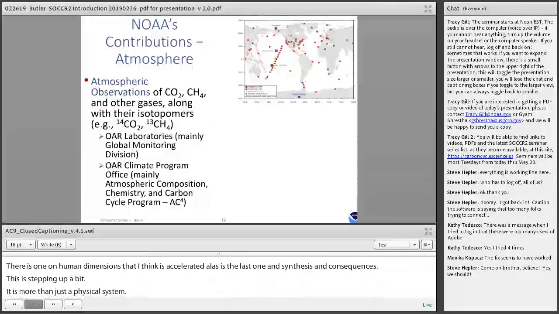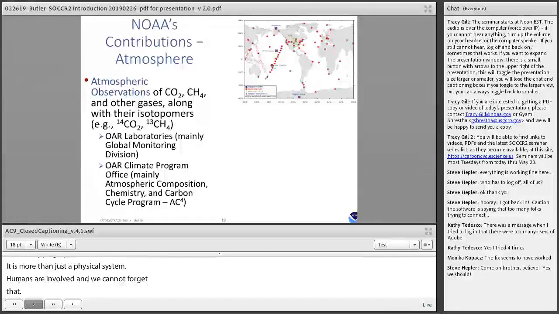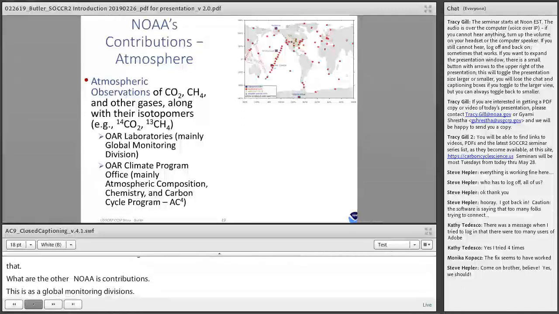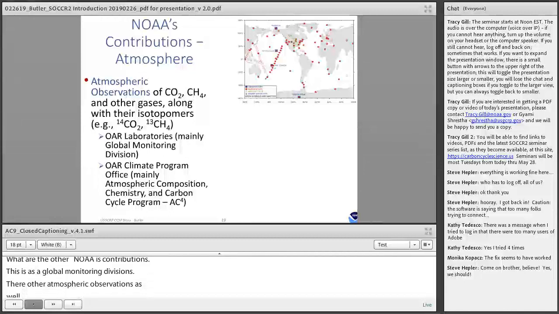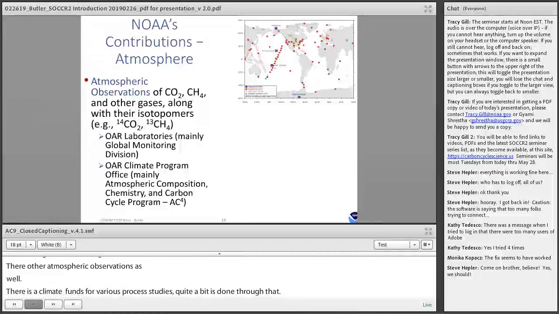So what are NOAA's contributions? Atmospheric observations. The long-term atmospheric observations are largely NOAA's Global Monitoring Division. But there are other atmospheric observations as well. Scripps Institution of Oceanography puts in some long-term observations. OAR's Climate Program Office funds work for various process studies. Quite a bit gets done through that. But NOAA has a lot to do with the atmosphere. It's the only agency in the U.S. that has any kind of atmospheric focus and mission.